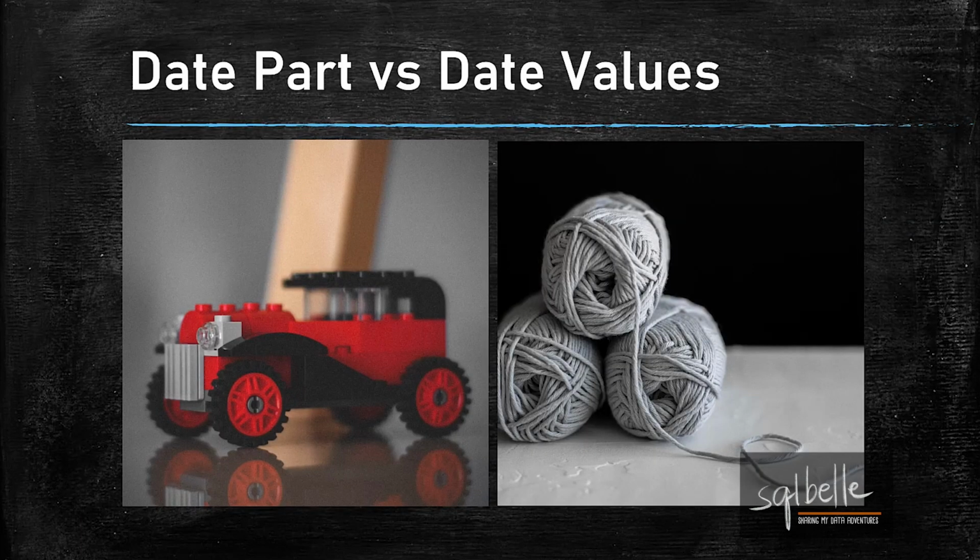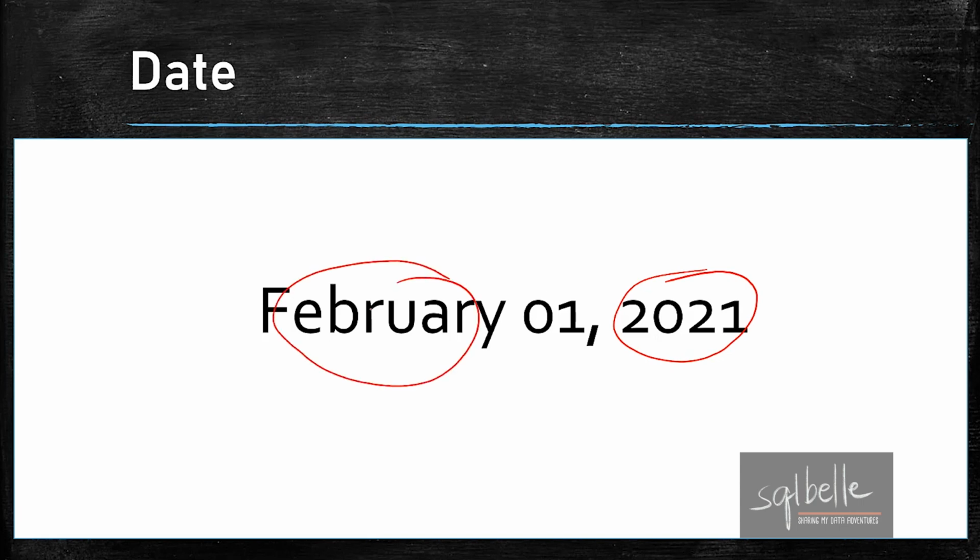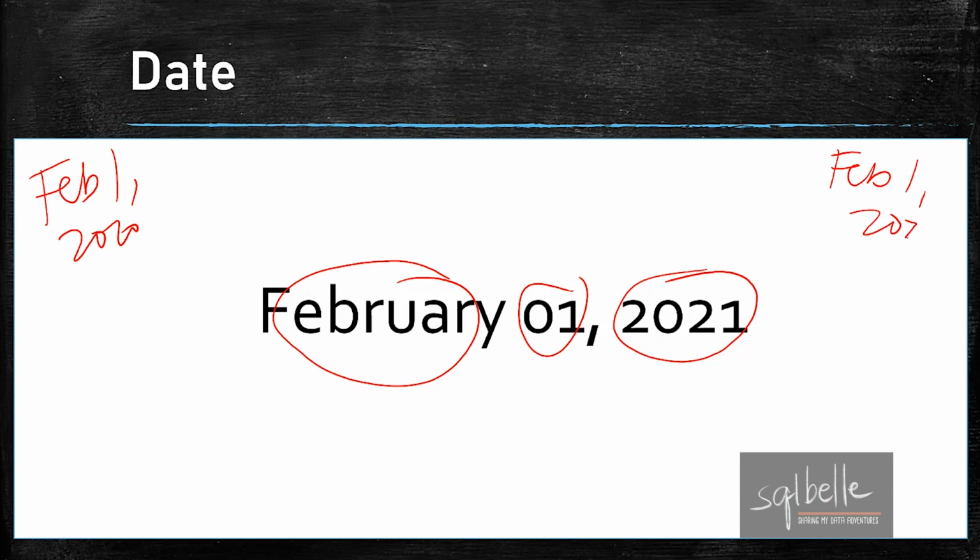Now let's talk about date part and date value. These are lesser known terms when referring to dates. Often, we talk about continuous date or discrete date, or blue pill or green pill for dates, but these are actually different concepts from date part and date value. Let's first take a look at what makes up a date. For example, February 1st, 2021. This date has year, it has month, and it has day. We also know that this comes after February 1st, 2020, and it comes before February 1st, 2022.